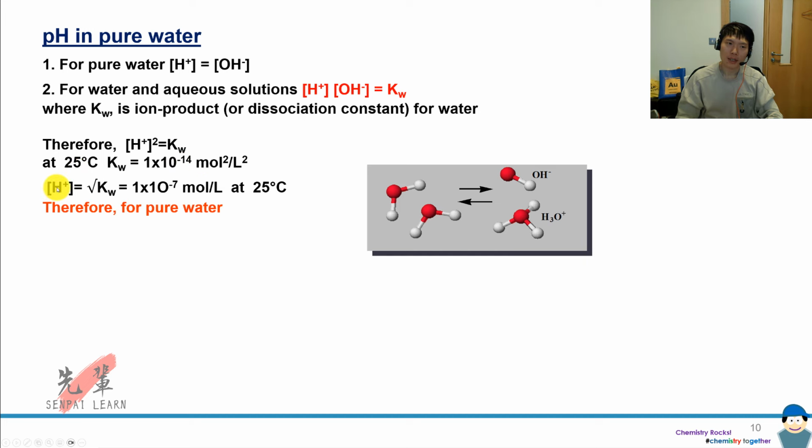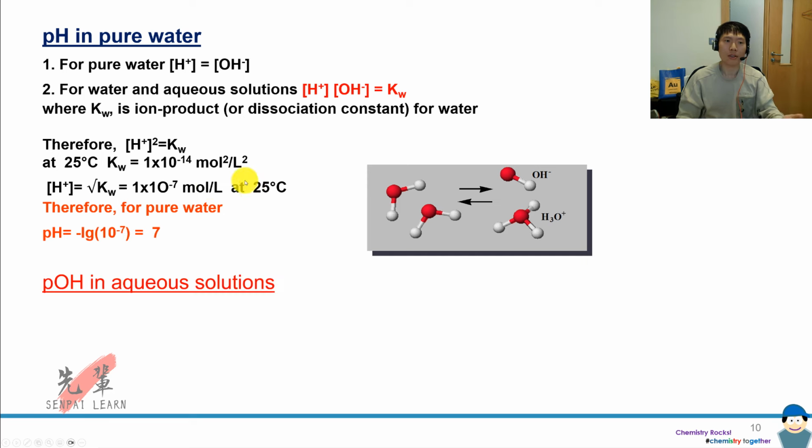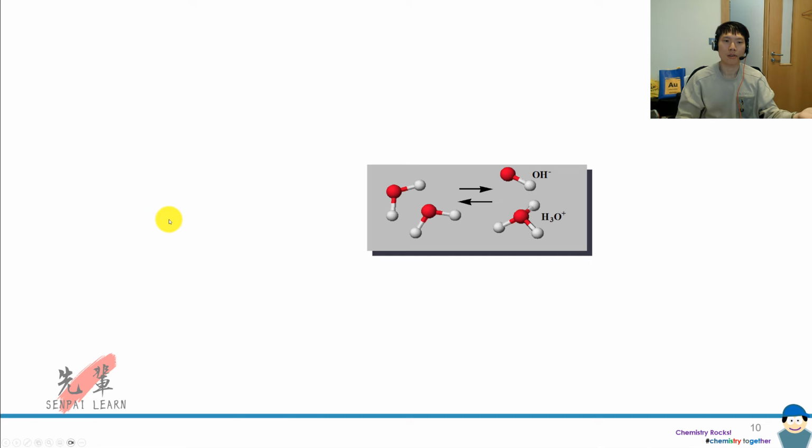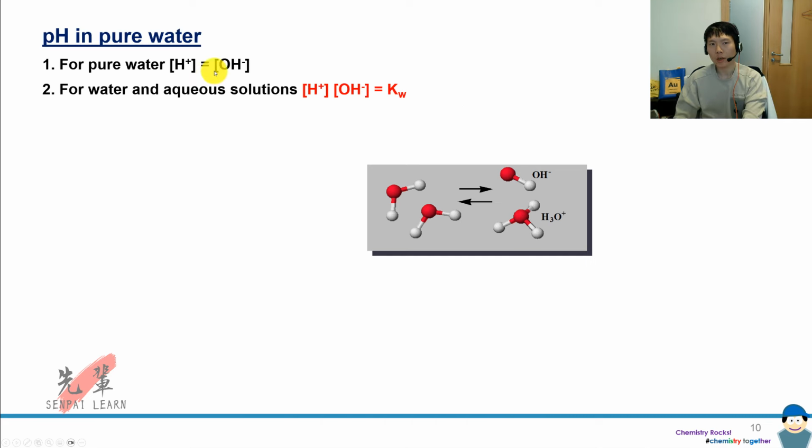When you want to find the concentration, you take the square root of this, right? You make this the subject, you square root both sides. And therefore for pure water, when you do a negative log, you get 7. Do you see it? One more time. Pure water, 1:1 ratio, right? And we learned from the previous slide that this is the ionic product of water.